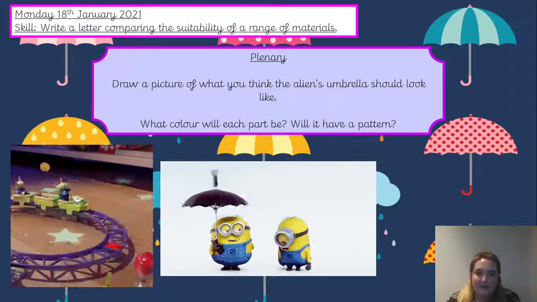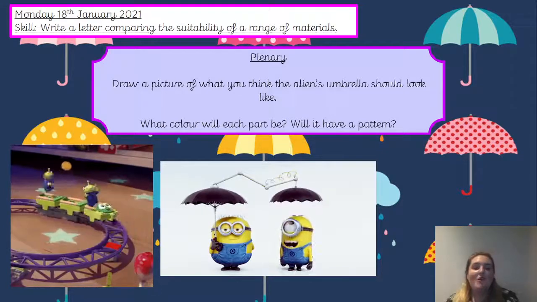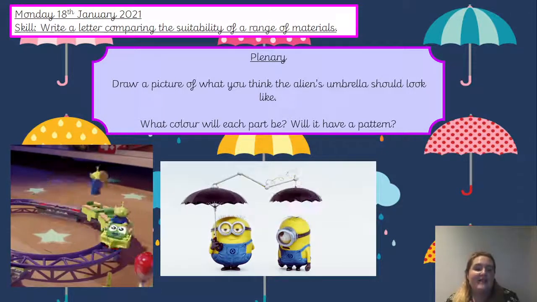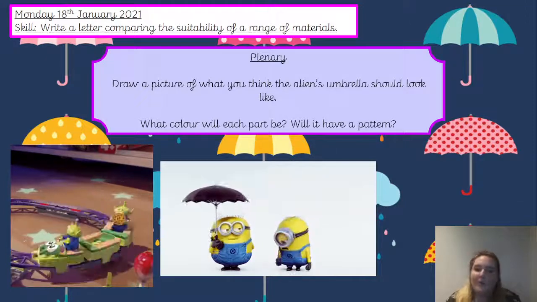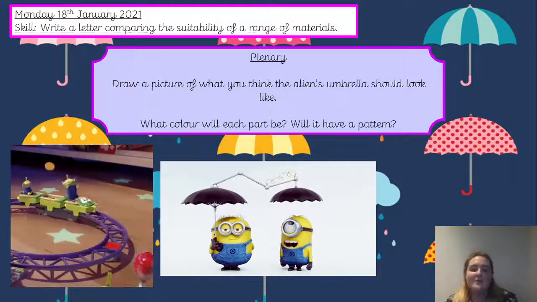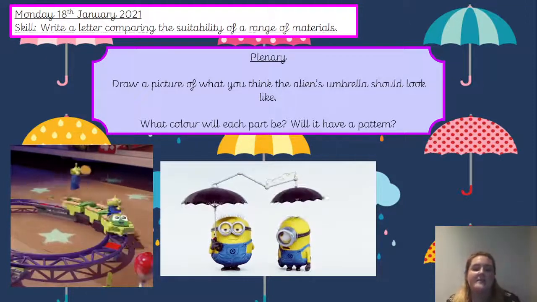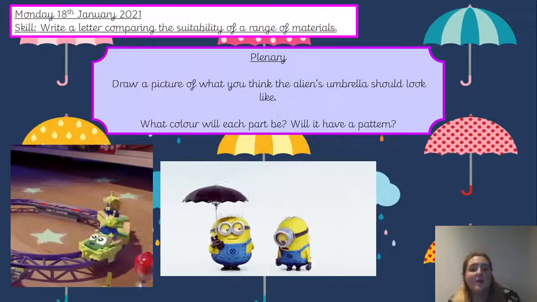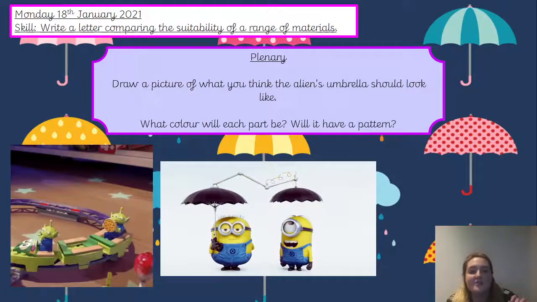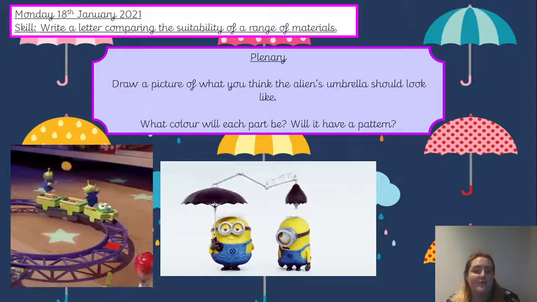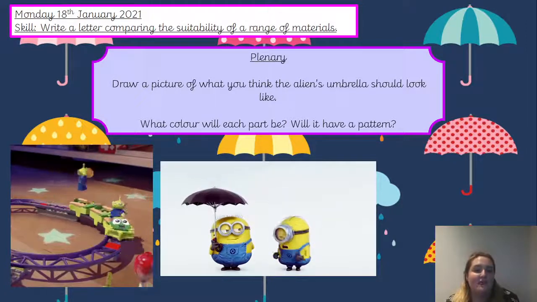Time for our plenary now then. I would like you to draw a picture of what you think the alien's umbrella should look like. So I want you to think, what colour will each part be? So the handle, the pole, the canopy at the top that keeps it nice and dry. What colours will you use? What patterns will you use? Will you have any pictures on it? And I would like you to draw a picture of what the alien's umbrella should look like.